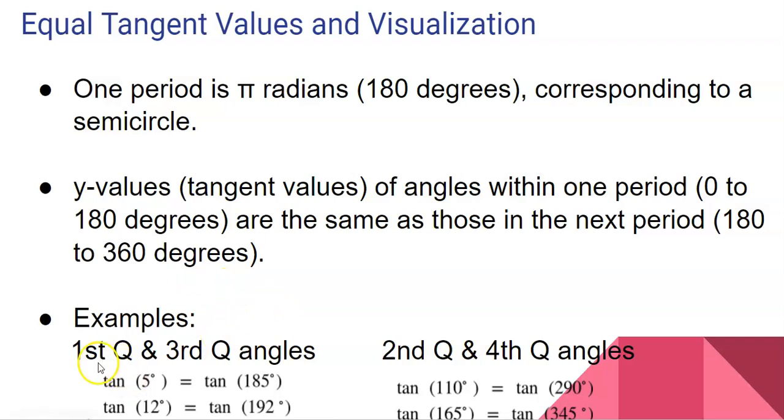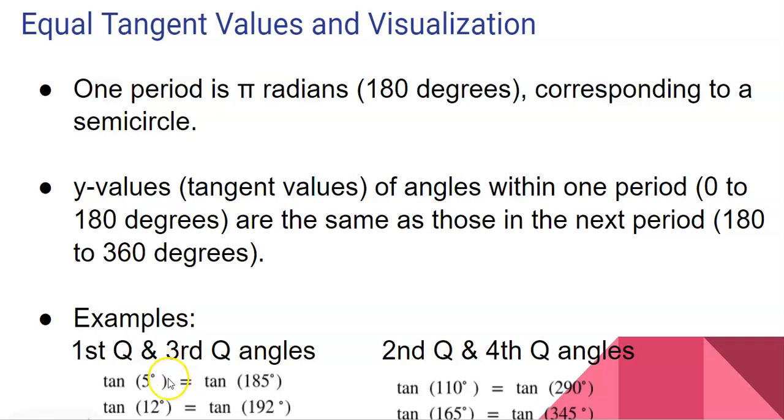Here are some examples. We have a pair of first quadrant and third quadrant angles. So tangent 5 degrees is equal to tangent 185 degrees. Tangent 12 degrees is equal to tangent 192 degrees. And then for the pairing of second quadrant angles and fourth quadrant angles, we have tangent 110 degrees is equal to tangent 290 degrees. And tangent 165 degrees of the second quadrant is equal to tangent 345 degrees of the fourth quadrant. And how did we get 185 degrees as a pair of 5 degrees here?